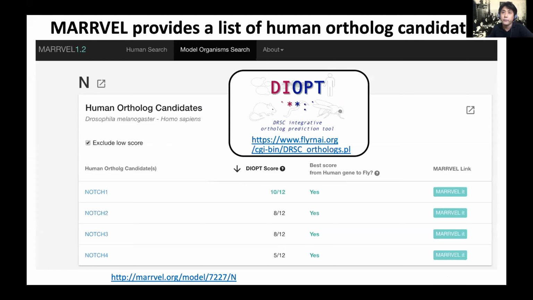Here, I searched the Drosophila Notch gene, which pulls up NOTCH 1, 2, 3, and 4 in human. To further obtain information about each human gene and their orthologs, you can click on this Marvel It button that is shown on the right to proceed to the next step.